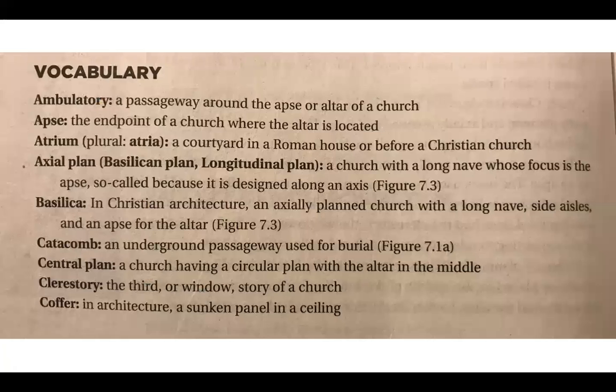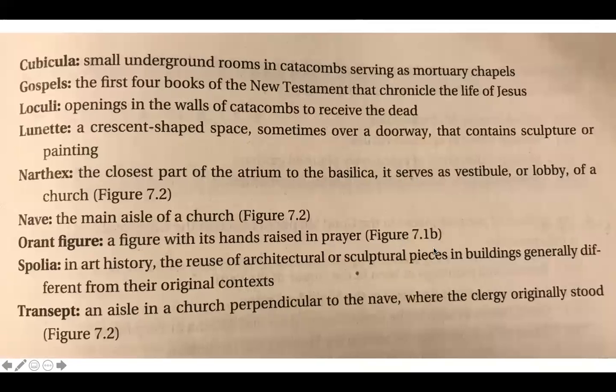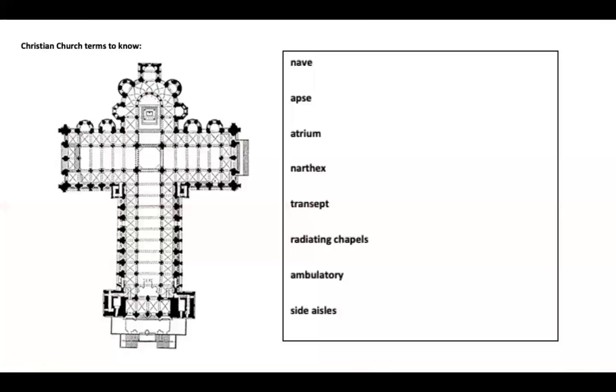So the ambulatory, the apse, the atrium, the axial plan, which again is like the longitudinal plan, what a basilica is, catacomb, central plan, clerestory, coffer. Feel free to pause if you want to read the definitions. And then here they are and how they relate to the ground floor plan. Cubicula, gospels, loculi, lunette. No, that's a great name, lunette. Narthex, nave, an orant figure. That's the guy with their hands up. Spolia, transept. All right, and then how that relates to the Christian church.